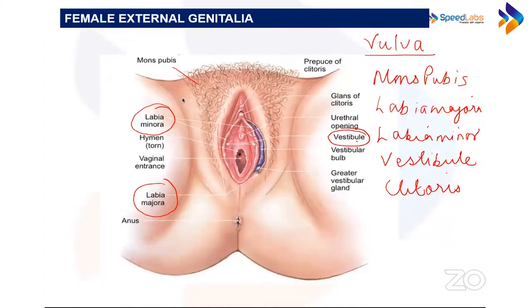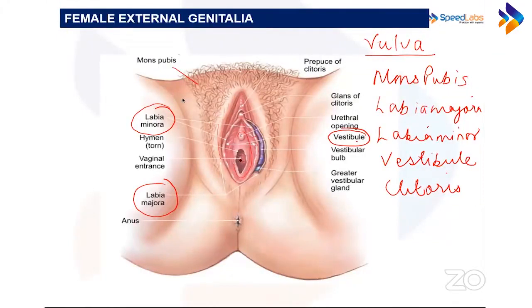And this vaginal opening, I was telling you, is guarded by the hymen, but in this case, the hymen is torn. See? Okay? Understood? And one more thing, inside the vestibule you have these two openings, the urethral opening and the vaginal entrance. This vaginal opening is guarded by the hymen.